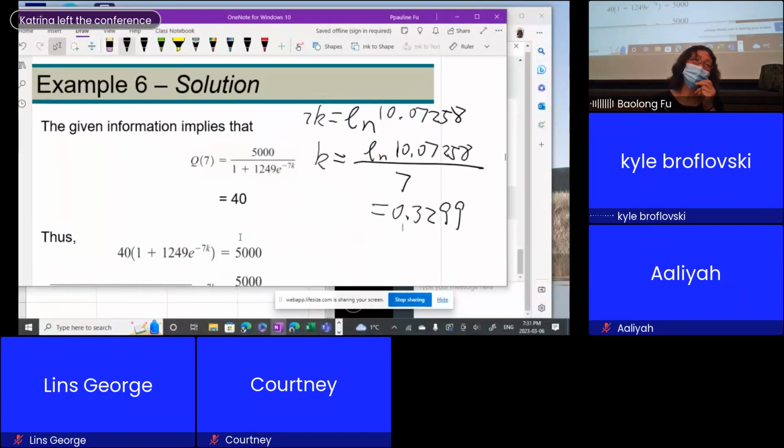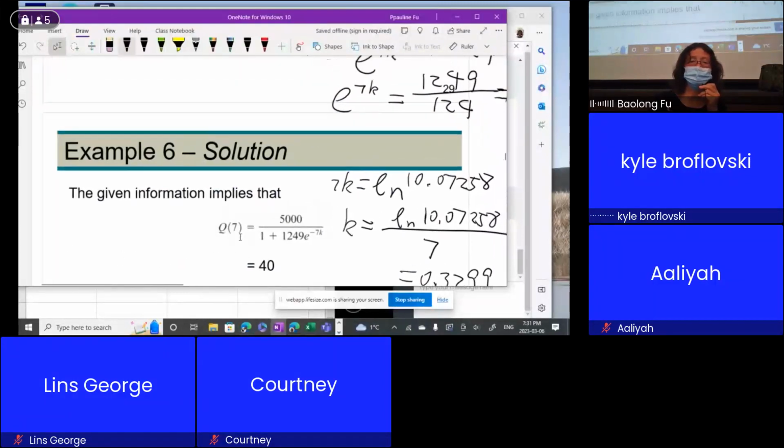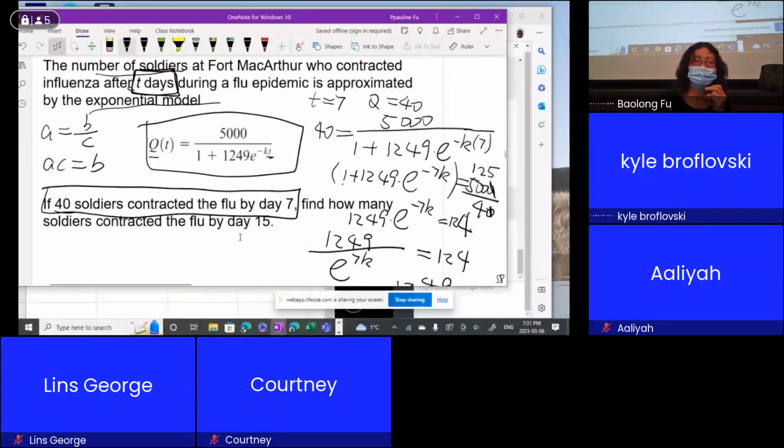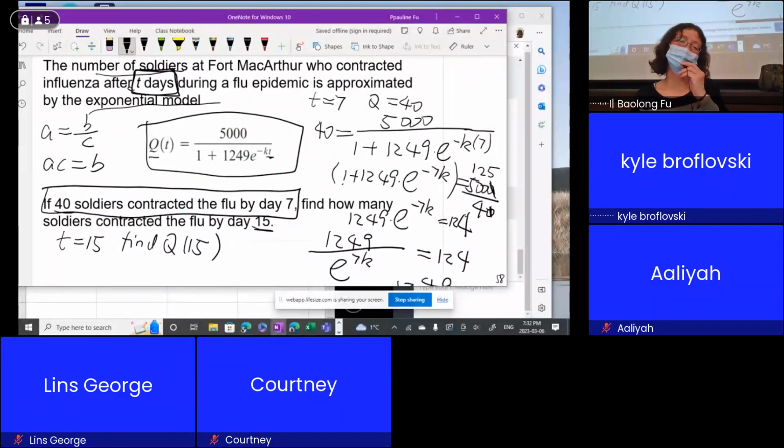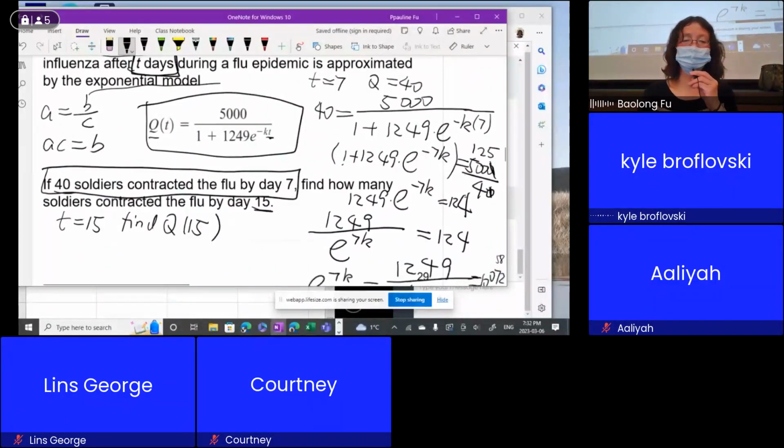Any questions? I solved for k, 0.3299. I'll go back to the original question. Based on 40 soldiers contracted by day 7, I solved for k. Now, once I get this k, I can answer the next question. How many contracted by day 15? That means when t equals 15, what is Q15? That is the question.